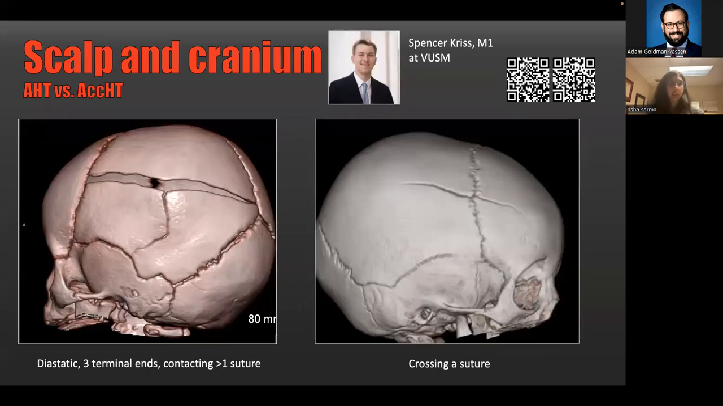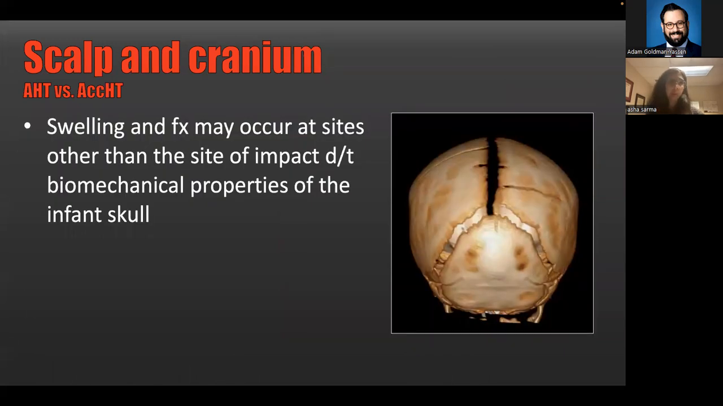I just wanted to quickly highlight this student, Dr. Spencer Chris, one of our medical students who has published a couple of papers showing some of these additional features. Diastatic fractures with 3 terminal ends, and fractures that contact more than one suture or cross sutures, can be associated with higher energy mechanisms, such as those seen in abusive head trauma without appropriate clinical history.